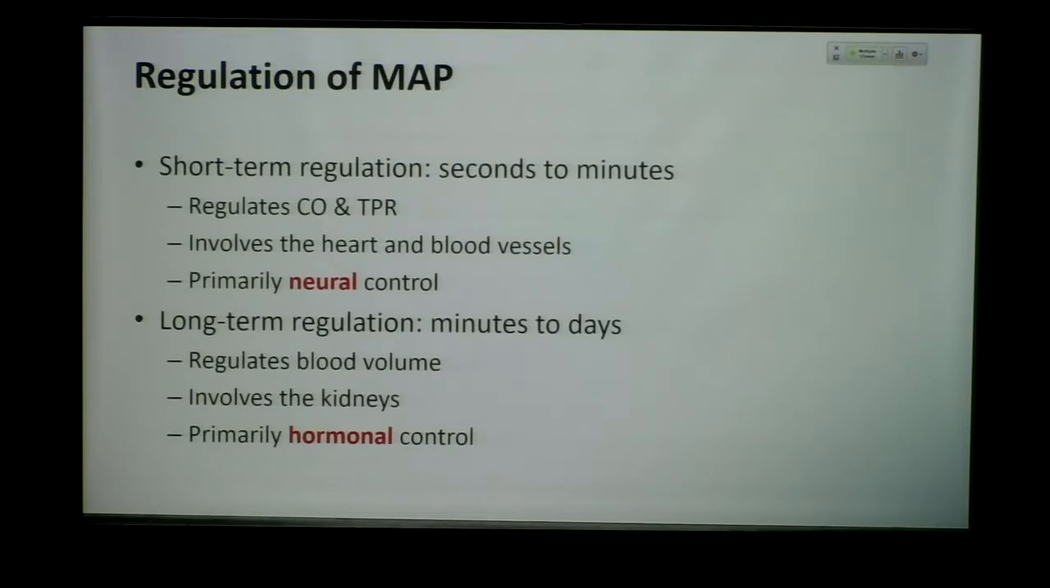And this is much more of a short-term response than increasing blood volume, which also increases mean arterial pressure, but in a much more long-term fashion.